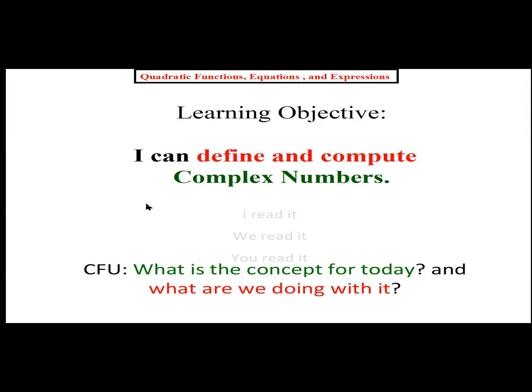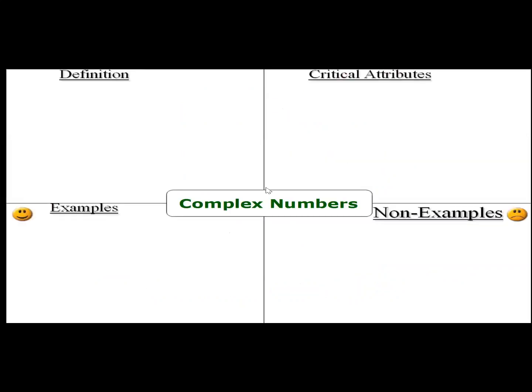So our objective for today: I can define and compute complex numbers. In the previous session, we already defined and computed by doing addition, subtraction, and multiplication. But just to make sure we got this, on your Frayer model, write complex numbers, give me a definition, an example, a non-example, and a hashtag. I'll give you some time for that. Copy that, and go.